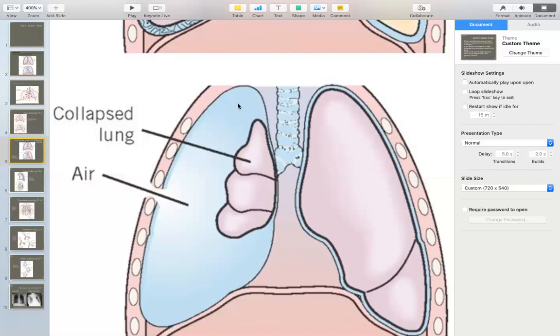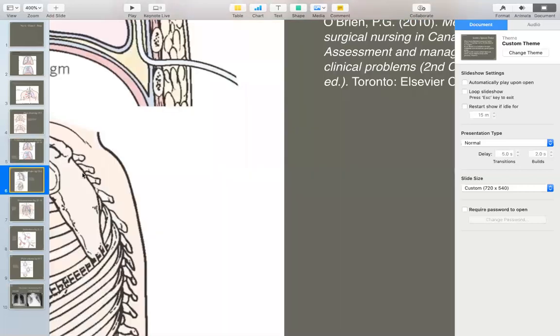This is your normal pleura. This is your pleura that has effusions in it. How do we treat that? How would we get air or fluid out of there? We stick a chest tube in, and let's take a look at some chest tubes here.